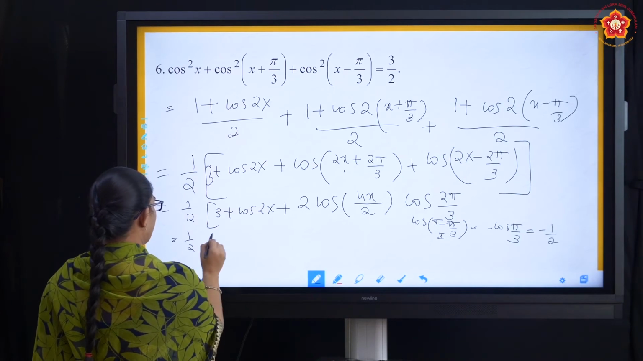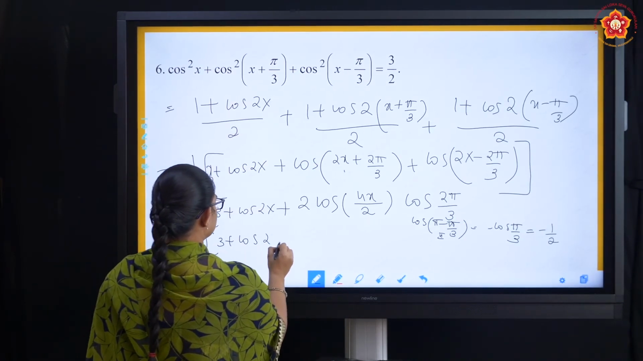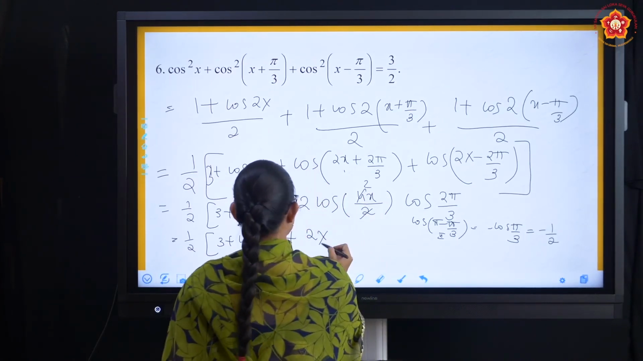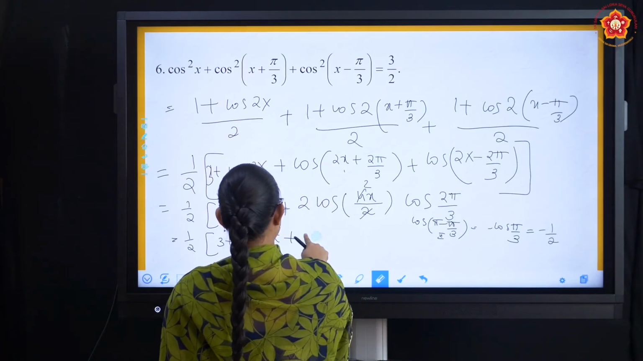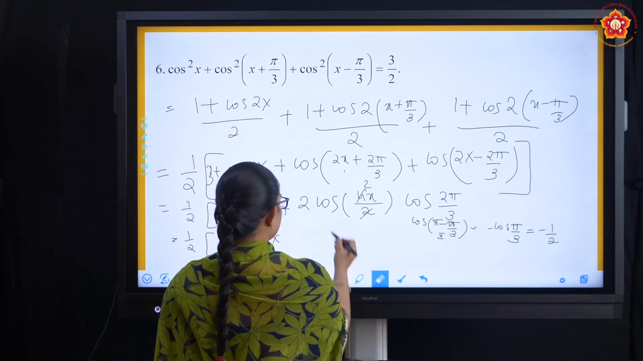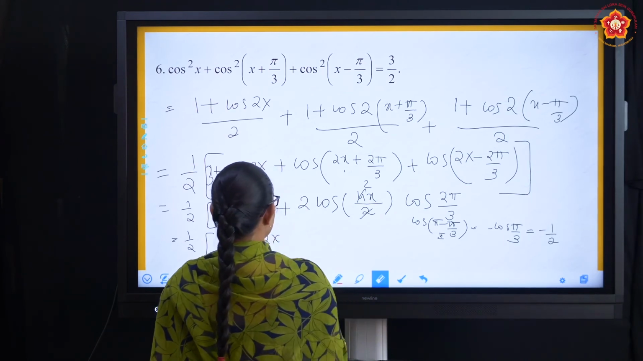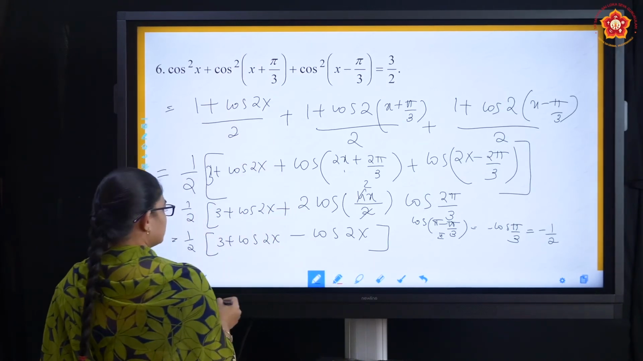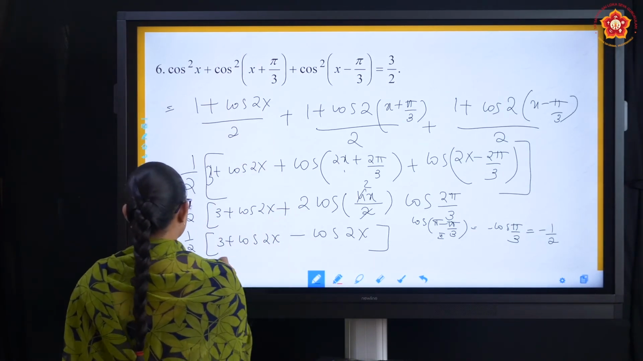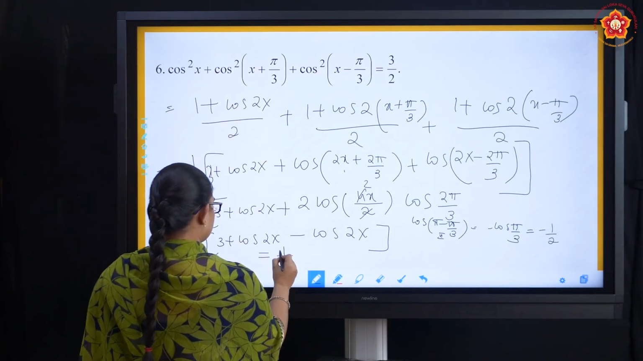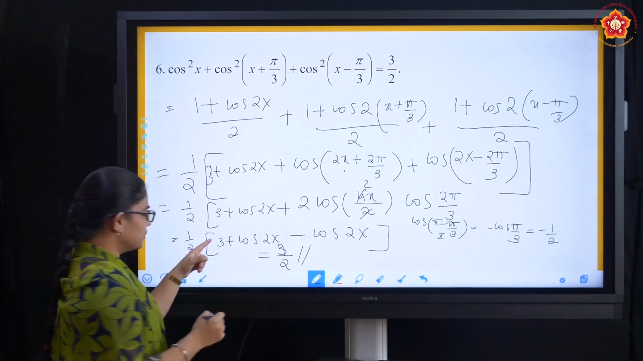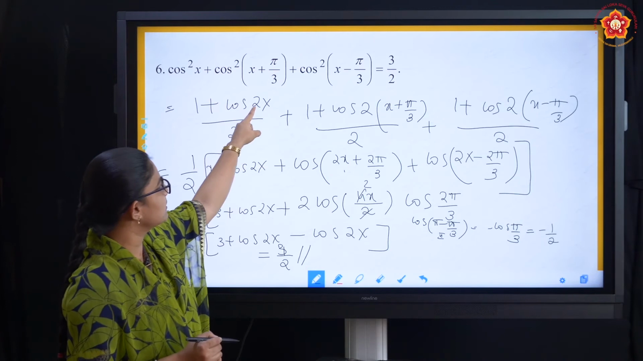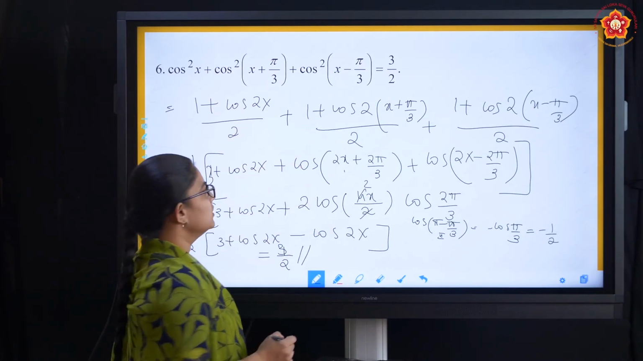So therefore we have half into 3 plus cos 2x plus 2 into, here we have, this is also 2. So we can write that as, that is we have 2 into minus half, that is minus 1. So minus cos 2x. So that is cos 2x minus cos 2x, here also 0. So therefore we are left with the 3 by 2, that is half into 3, that is 3 by 2. So hence we have proved cos square x plus pi by 3 plus cos square x minus pi by 3 is equal to 3 by 2.